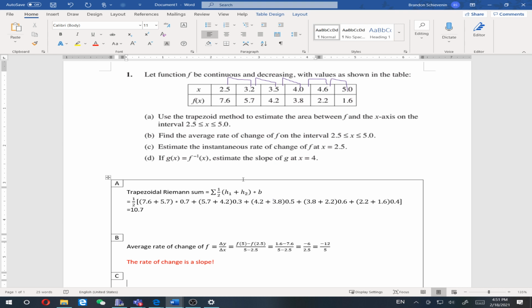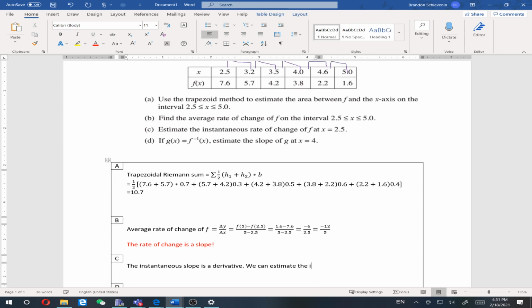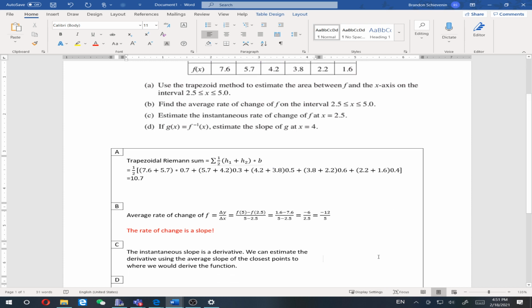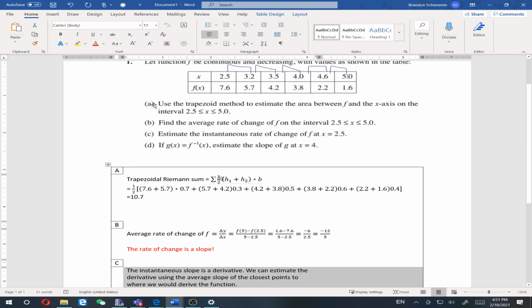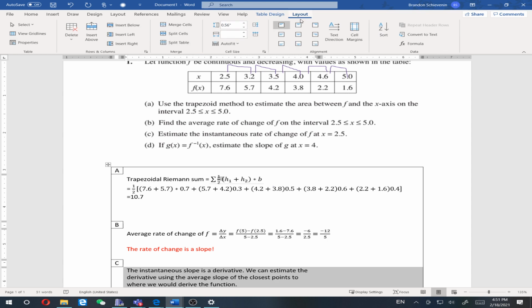Okay, because we don't have an actual value for the function, to estimate the derivative, we can use an average slope. But what two points would you want to use for the average? 2.5 and hopefully 3.2. Yep, so we're just going to use the closest points. Okay, so going off of what you told me, we need to get the average slope between 2.5 and 3.2. So what should we write?